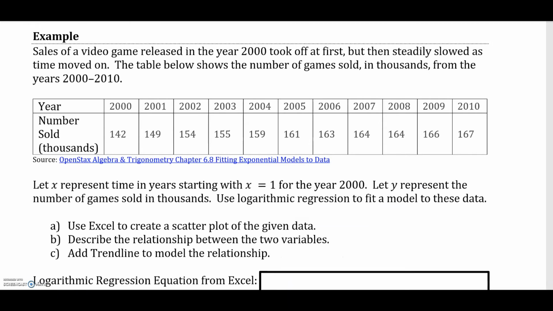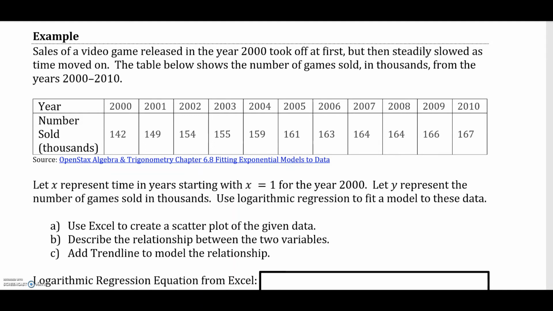Sales of a video game released in the year 2000 took off at first, but then steadily slowed as time moved on. The table shows the number of games sold in thousands for the years from 2000 to 2010. We're going to let x represent the time in years, starting with x equals 1 for the year 2000, and y represent the number of games sold in thousands. Use the logarithmic regression to fit the model to these data points.